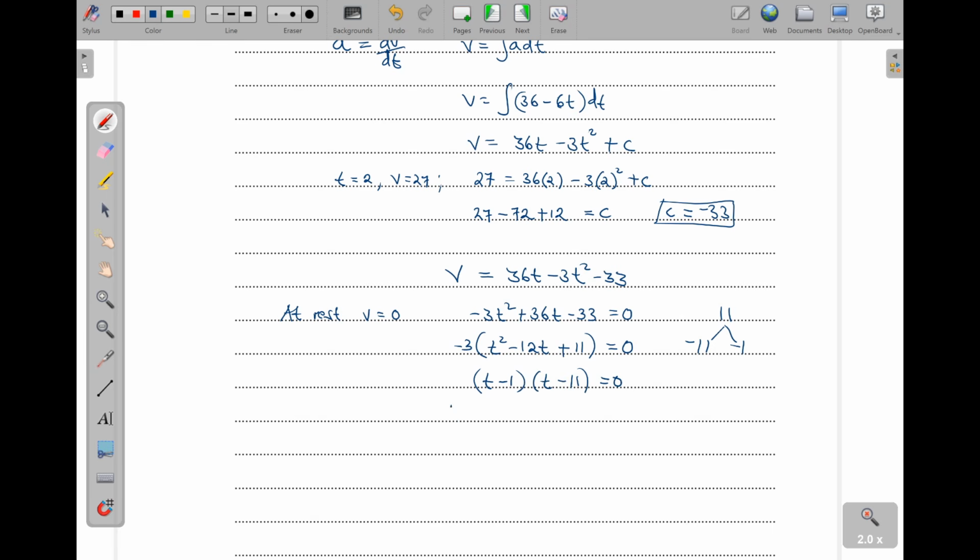So t is equal to 1 when I equate this one to 0. And then also t is equal to 11 when I equate this one to 0. So those are the two values of t when the particle is at instantaneous rest. I can even add on seconds.